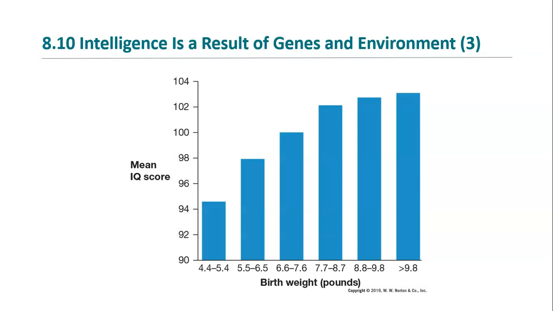Another important environmental factor is birth weight. Children who are small for date or low birth weight tend to have lower average IQ scores than children who are born later when they are larger, up to a point.